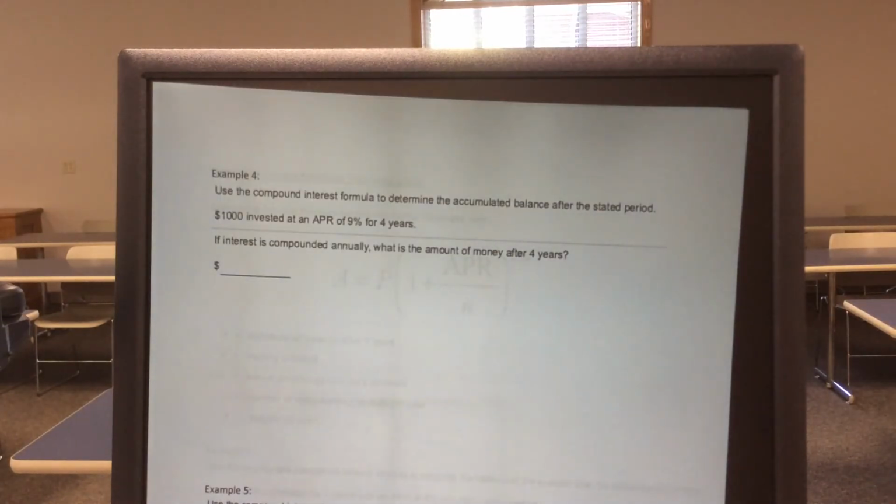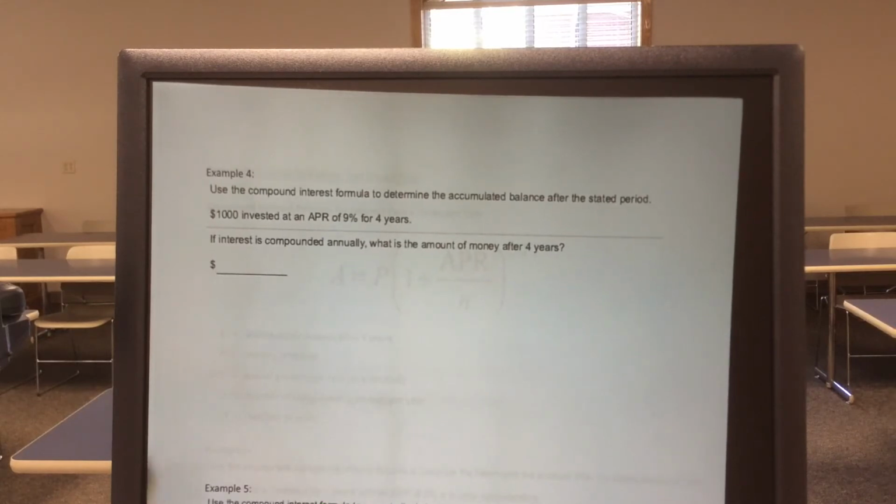Okay. Now, let's look at some examples just using that compound interest formula. Here we're going to use the compound interest formula to determine the accumulated balance after the stated period. Here we've got $1,000 invested at an APR of 9% for 4 years. Okay, and we want to find out the amount of money after 4 years if interest is compounded annually.